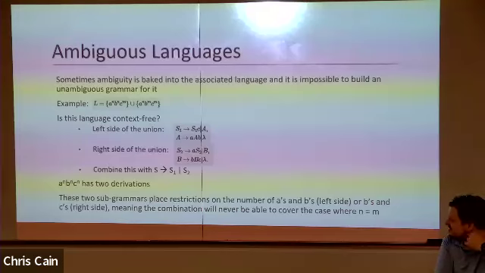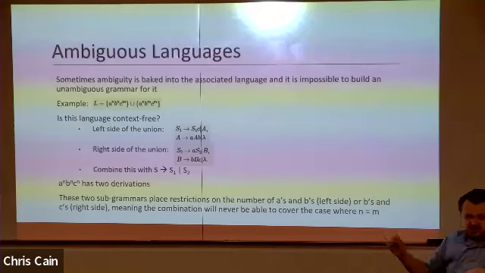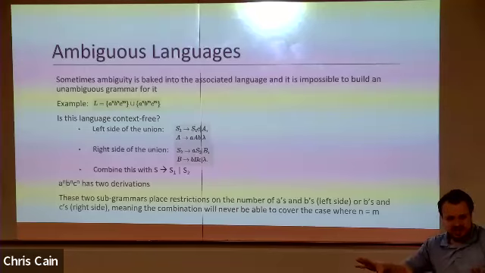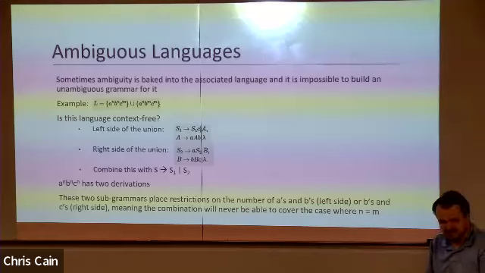Questions on that concept? Or anything about this ambiguous language, creating a grammar for this? I wanted to use this example because it's really good to show that languages that have a union give you an additional tool. You can now break down and try to create grammars for the left side and the right side of that union separately, and then bring them together with a production like S arrow S1 or S2.